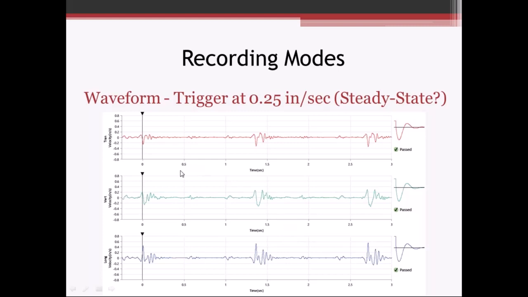After the initial hammer blow, it looks like it stayed above 0.25 inches per second. So there's probably another waveform record after this one. And again, this was probably the beginning of drive, maybe the first 6 or 8 hammer blows. Again, looking over here on the right, we see these self-tests after that waveform mode was completed. All of these geophones look like they're in pretty good shape.